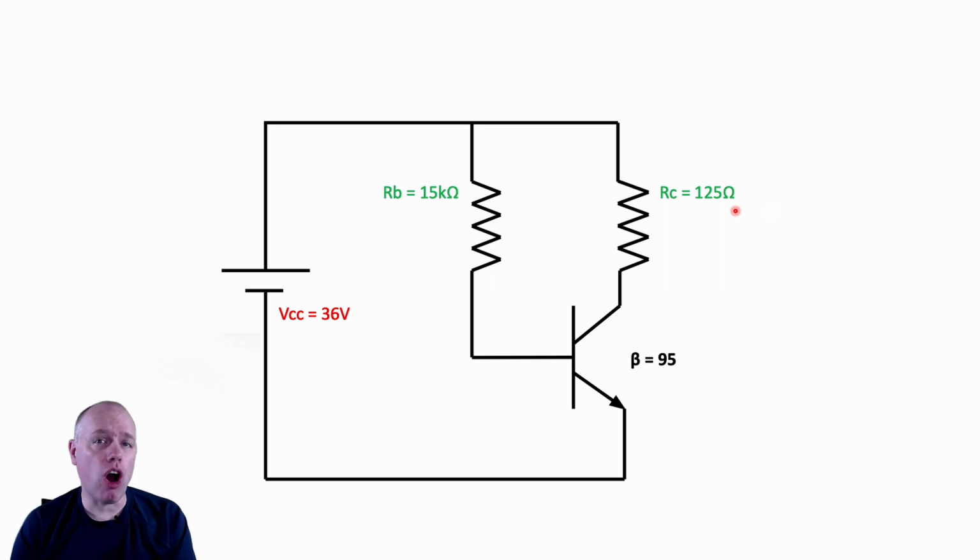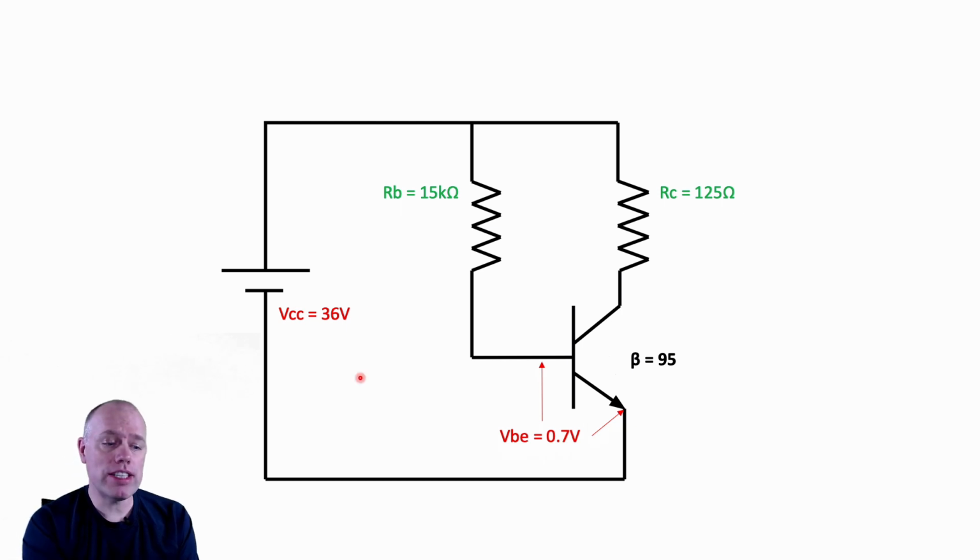So our first step is always this. We have to assume that we're dealing with a 0.7 volt drop across the BE if we're dealing with a silicon transistor, which 99.9% of the time we will be. So we take that VBE of 0.7 and we go 36 minus 0.7 will give us our VRB. In this case, that works out to be 35.3 volts.